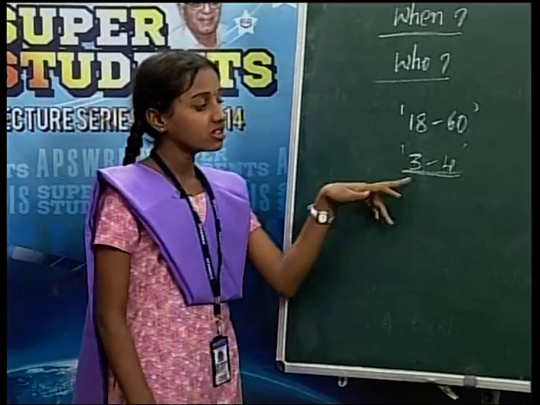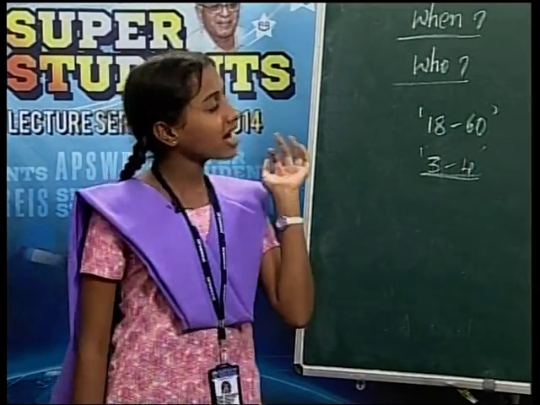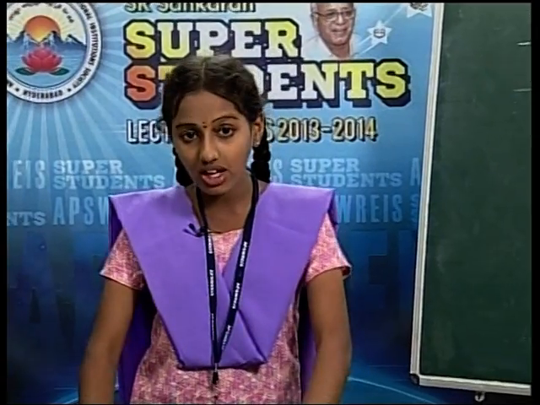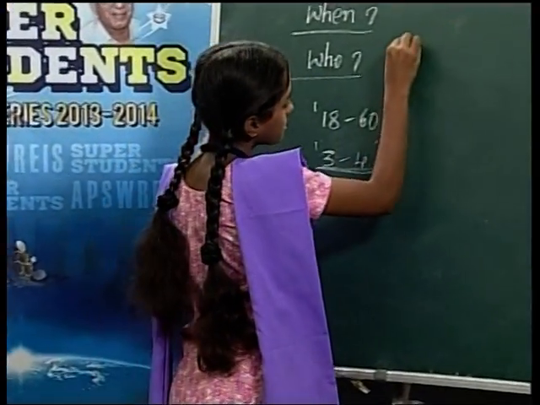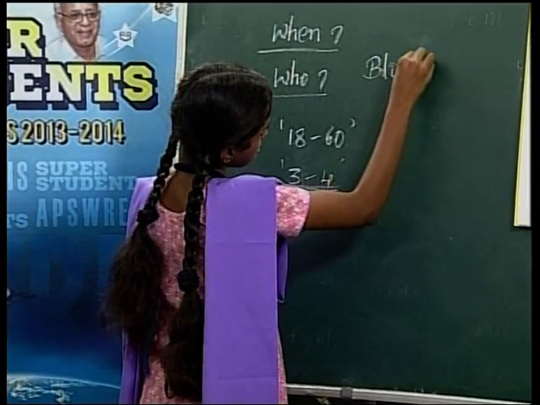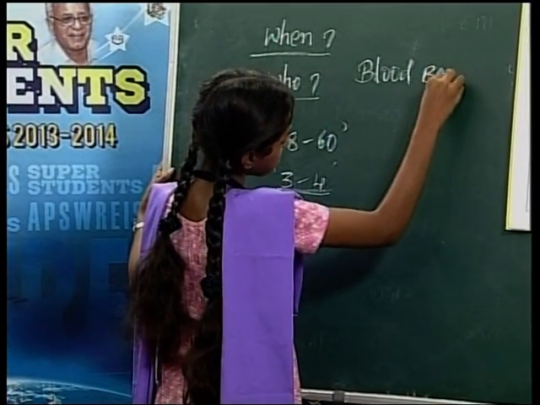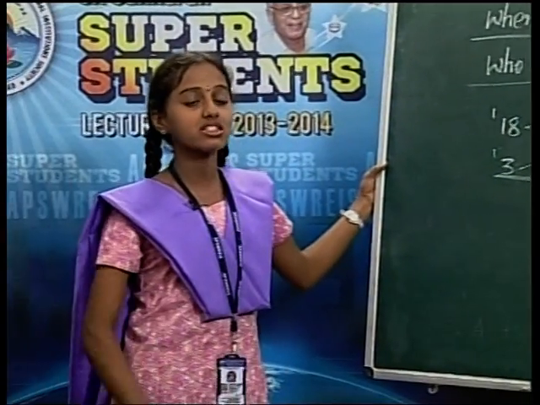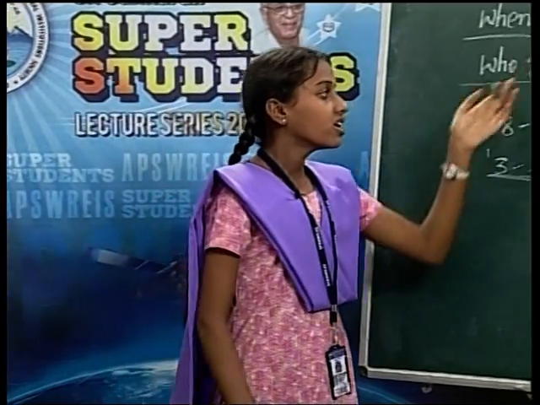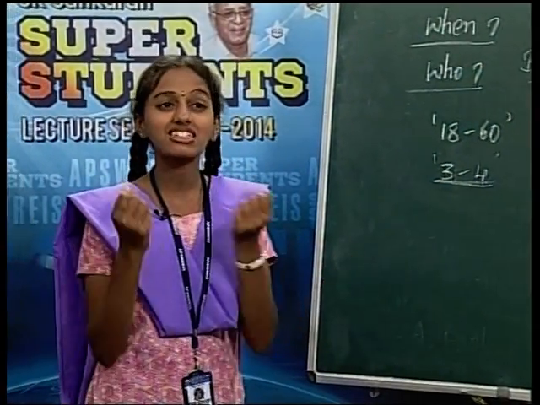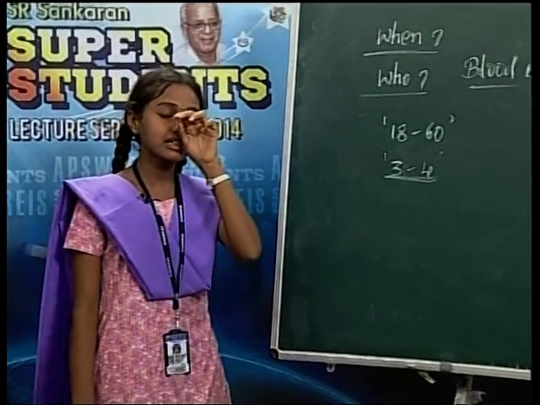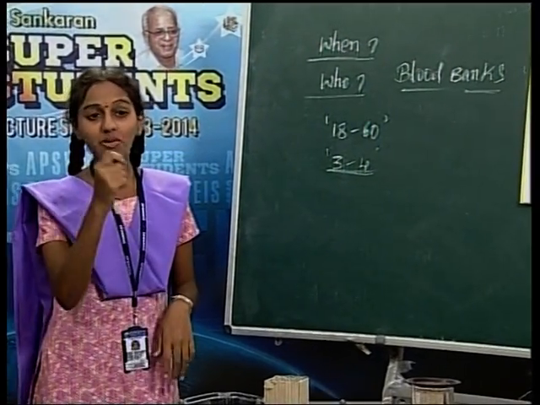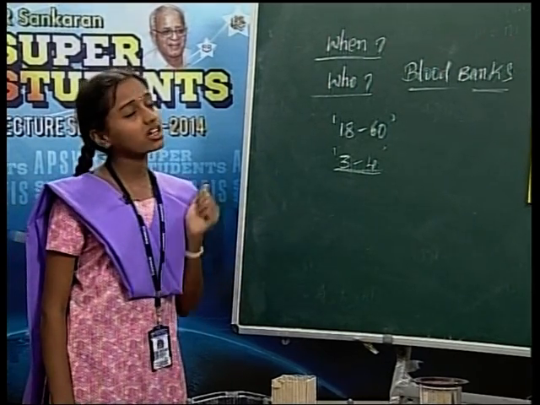So, what do they do after the blood is collected from the donor? They store it under sterile conditions in specially constructed places. They are nothing but blood banks. Have you ever seen these blood banks, friends? In these blood banks, the blood is stored under sterile conditions. I think a doubt may arise in you: how can they store it without blood clotting?